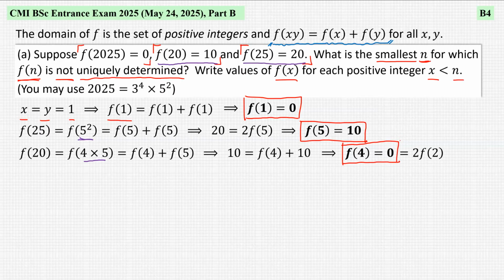Also, notice that since 4 is 2 times 2, f(4) equals 2 times f(2), so we can also obtain f(2) equals 0.